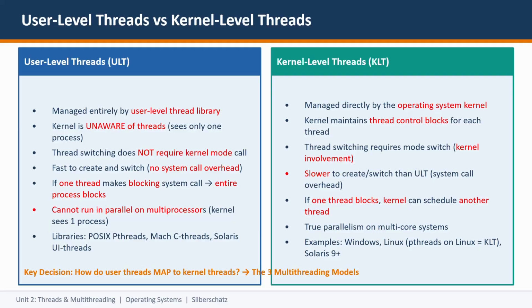User threads are fast and managed by a thread library in user space. The kernel doesn't even know they exist. Kernel threads are managed directly by the operating system. This is slower to create, but the OS can schedule them on multiple cores. These three models define how these two types are mapped together.